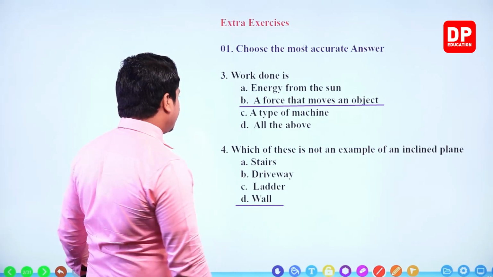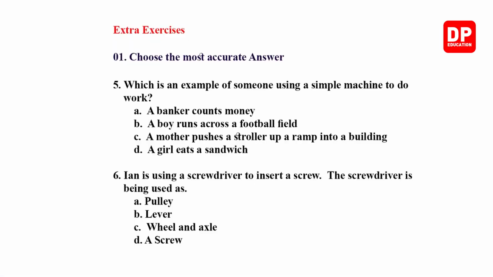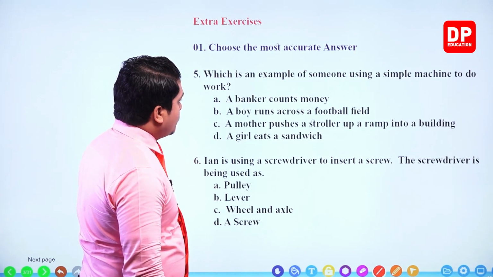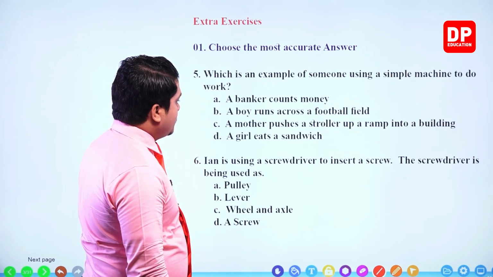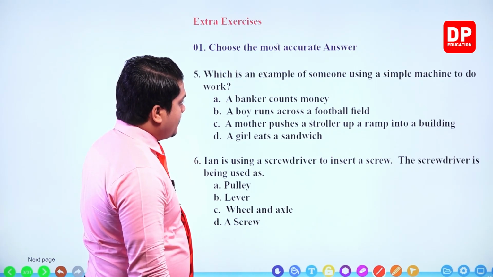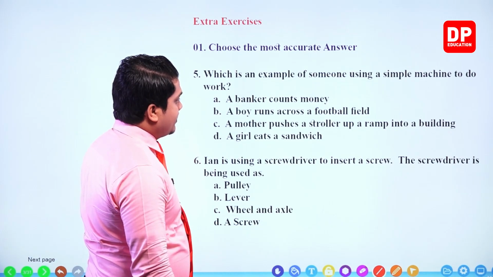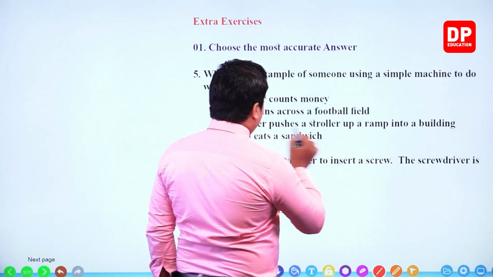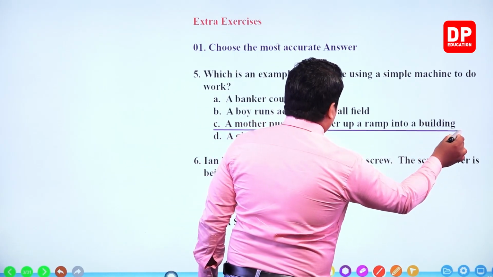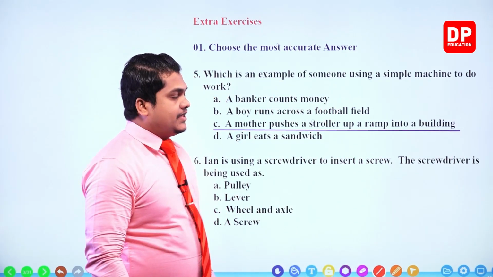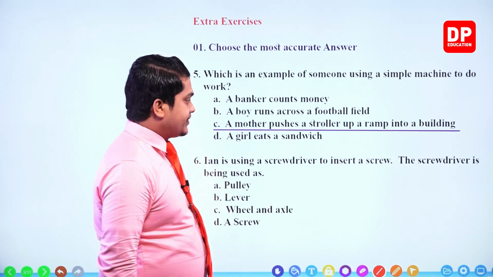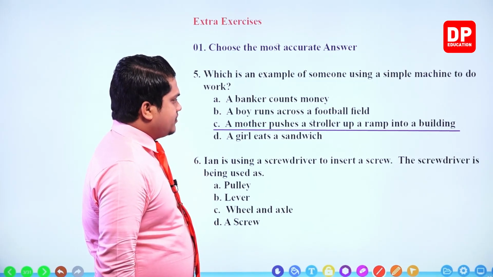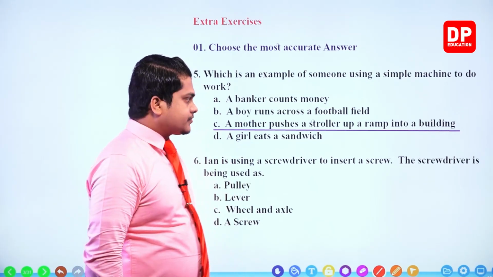Then the next one. Which is an example of someone using a simple machine to do work? Banker counts money. Boy runs across a football field. Mother pushes a stroller up a ramp into a building. So here you can observe the ramp. A ramp means, my dear children, an inclined plane. So here the mother is using the ramp, or the inclined plane, so it is a simple machine. Girl eats a sandwich. Incorrect. Okay. Next one.